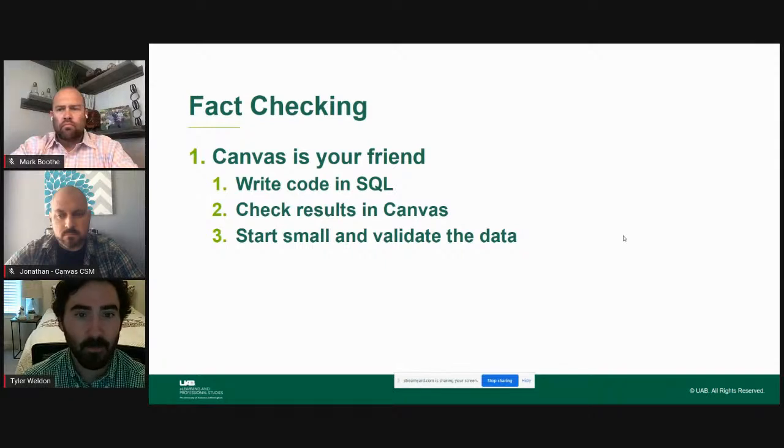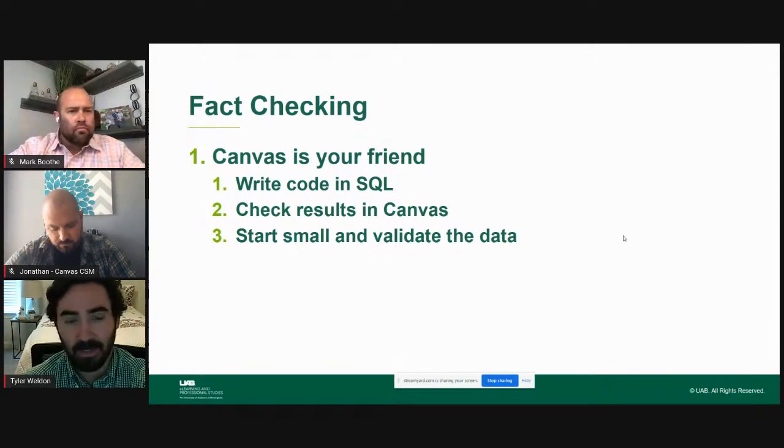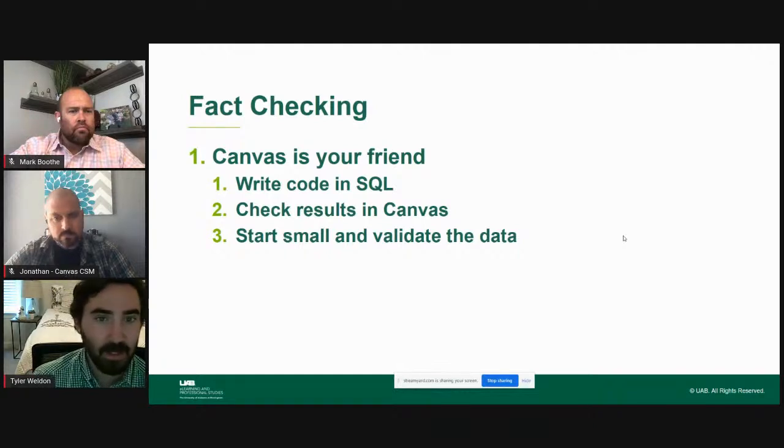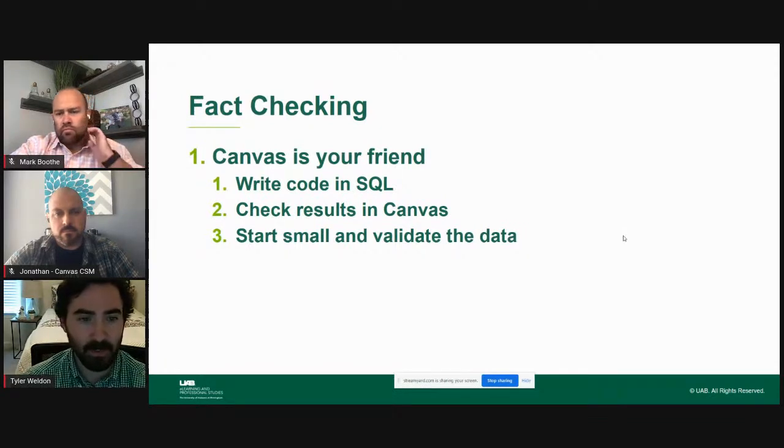And so the beauty of having the Canvas data is you have the validator right there in the Canvas LMS. And so the data that you write, you can go straight to the LMS and validate that data, which is, to me, just a great option, right? So I always say, start small and then validate that data.